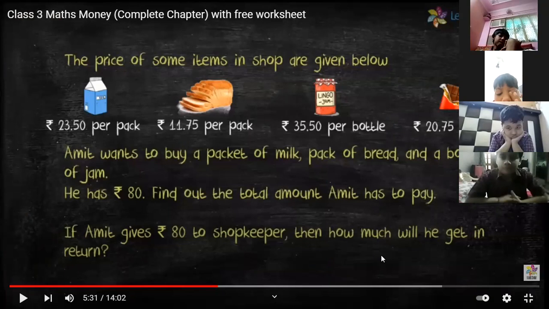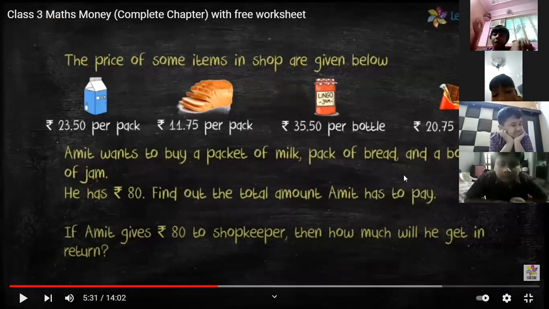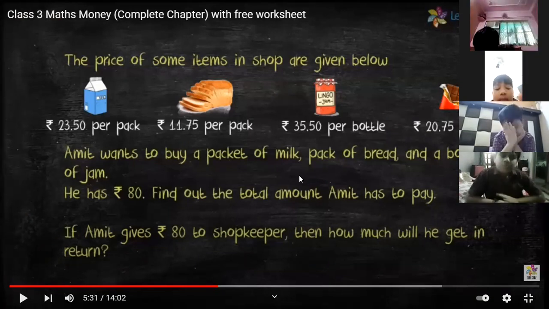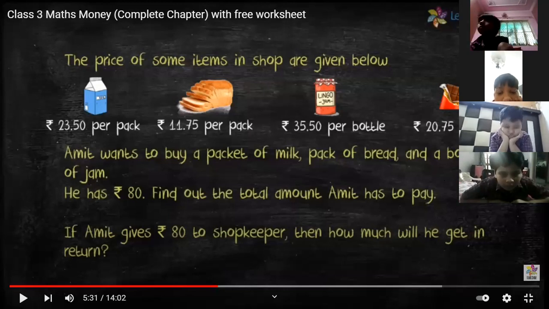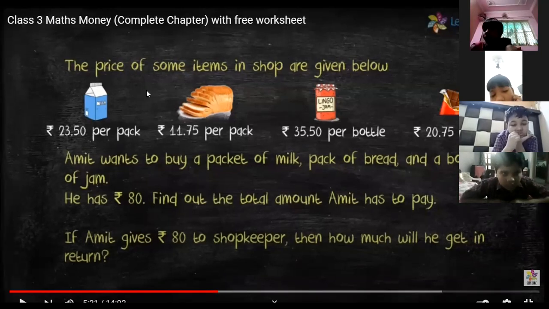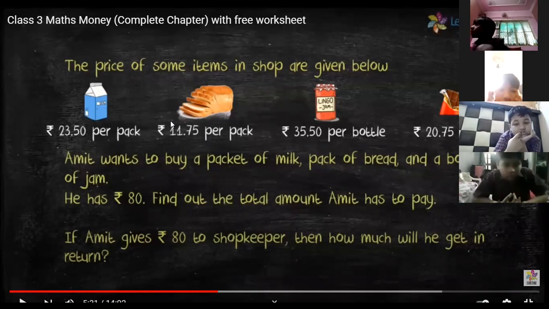But here Amit wants to purchase only three items. The first one is a packet of milk. The second one is a pack of bread, and the third one is a bottle of jam. Okay, and the prices are also given here. So it means suppose we are going to find out the total price of all these items. The answer will be found by adding all these three items.